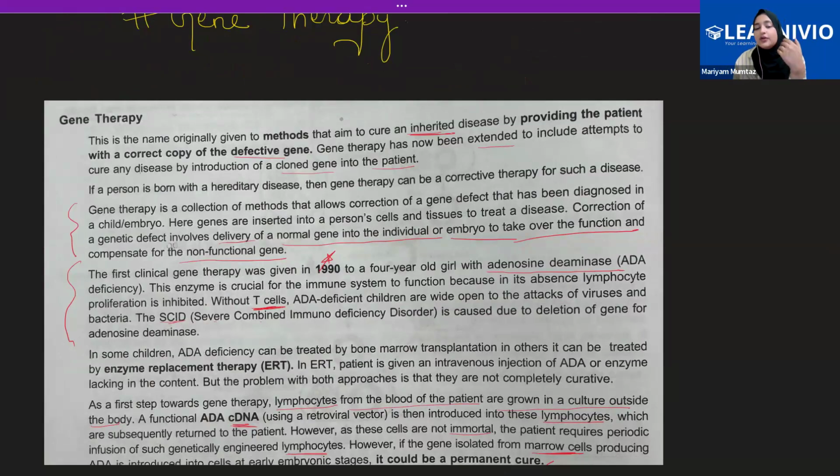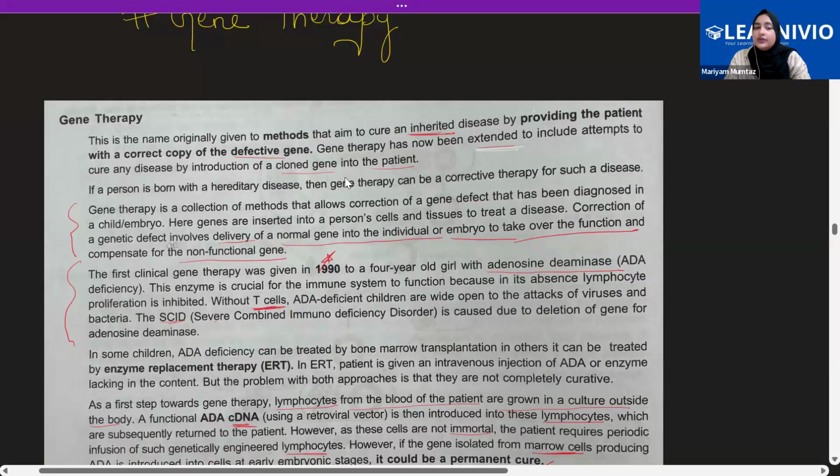Now, you know that because of mutation, there are several diseases that can be caused. Those diseases can be treated if you know the gene that is being altered and you give the right form of that gene. So gene therapy has now been extended to include attempts to cure any disease by introduction of a cloned gene into the patient. Meaning, if you introduce the corrective gene into the patient, you can treat the genetic or gene disorders.